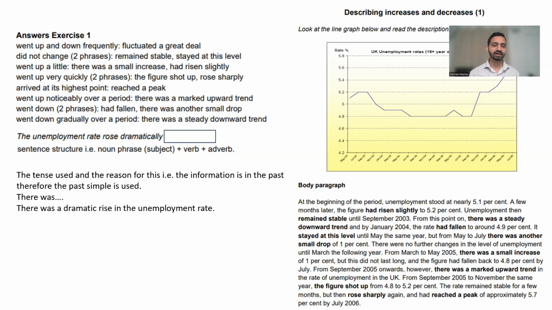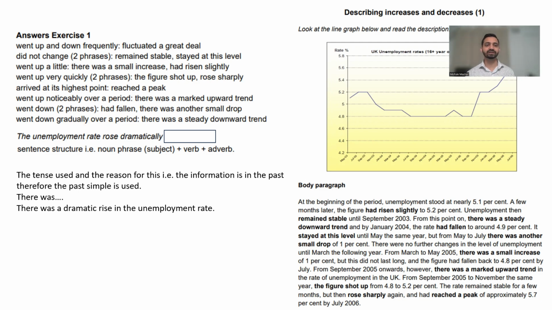Went up and down frequently. You should have found fluctuated a great deal. Actually, it's not in the description in the body paragraph, but if you wanted to talk about went up and down frequently, you can say fluctuation or fluctuated a great deal. Fluctuated is a word that you should use when it's going up and down. It's called fluctuation. Did not change. There should be two phrases that you should have found. Remain stable is one of them, and stayed at this level.